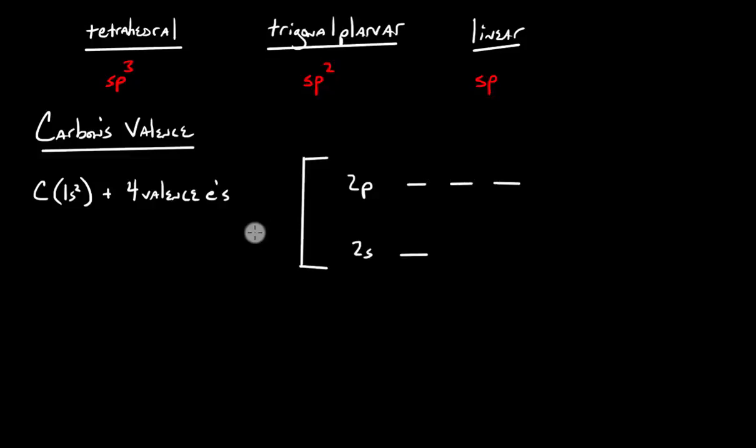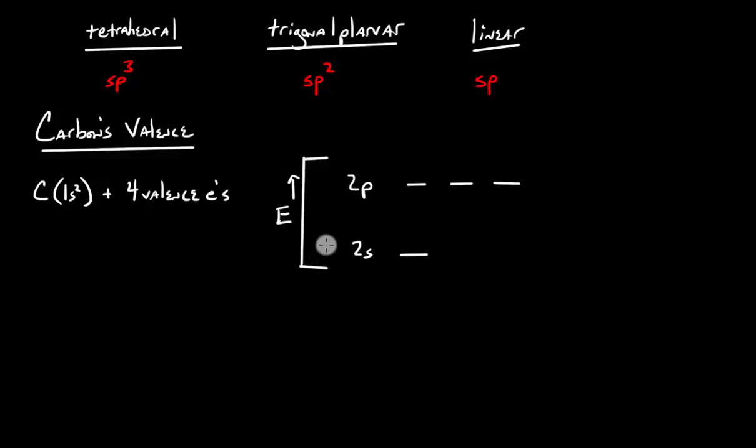And so since carbon has 4 valence electrons, if we were to actually fill in these orbitals, keep in mind that we have a y-axis right here. And as we go up this y-axis, we're increasing energy. So 2s orbitals would be lower energy than 2p orbitals. 2p orbitals are higher energy.